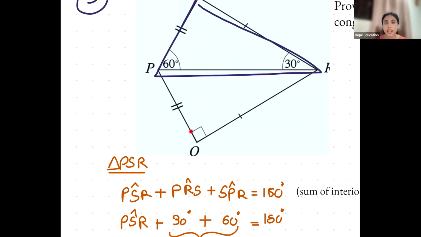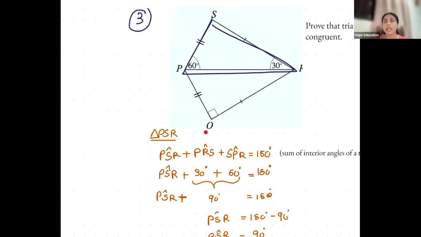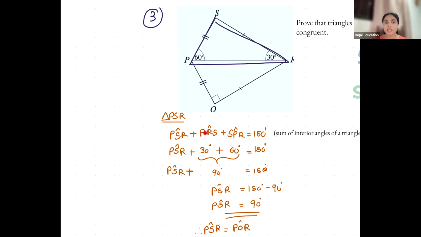90 degrees. That is how PSR and POR are equal, because they are both 90. That's why I wrote it here.